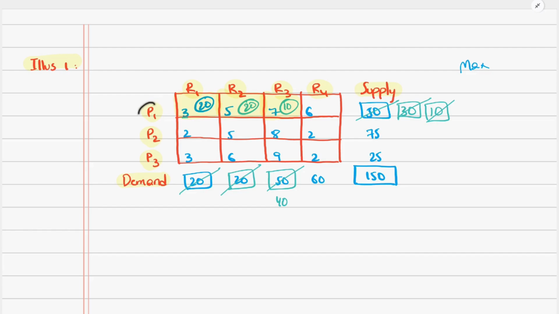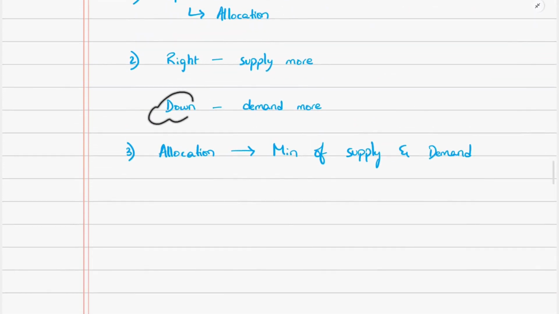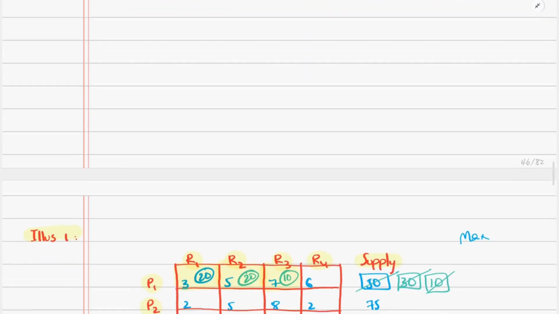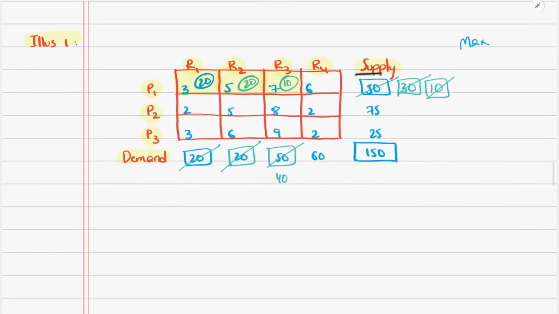See, now if you observe, P1 supply is completely over. Like P1 is not capable of supplying anything anymore. So what is the point of me moving to the right? Right? P1 can't supply anything. So now I want to move downwards. So I'll select this cell. As I said, when demand is more, we are going to move downward. So we will move down if the demand is more. So here supply is completely exhausted for P1. So we are moving in the downward direction. Now I'm selecting this cell.